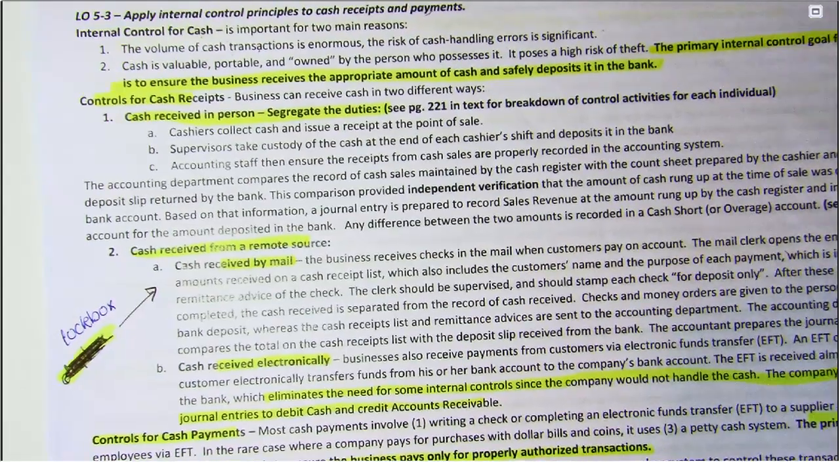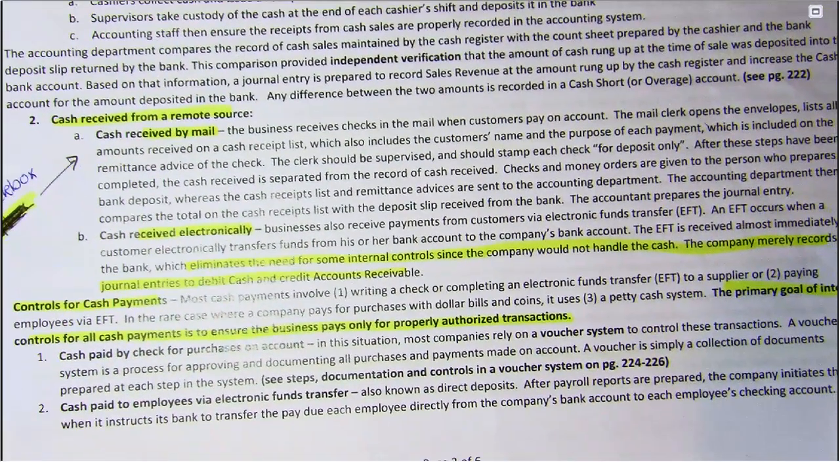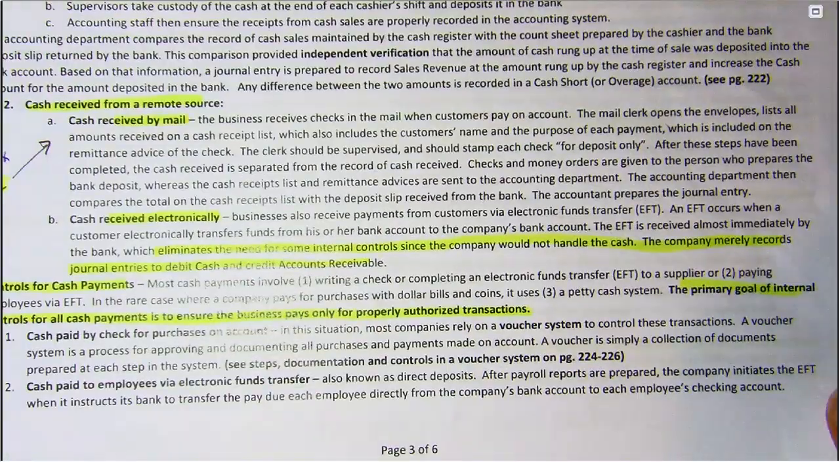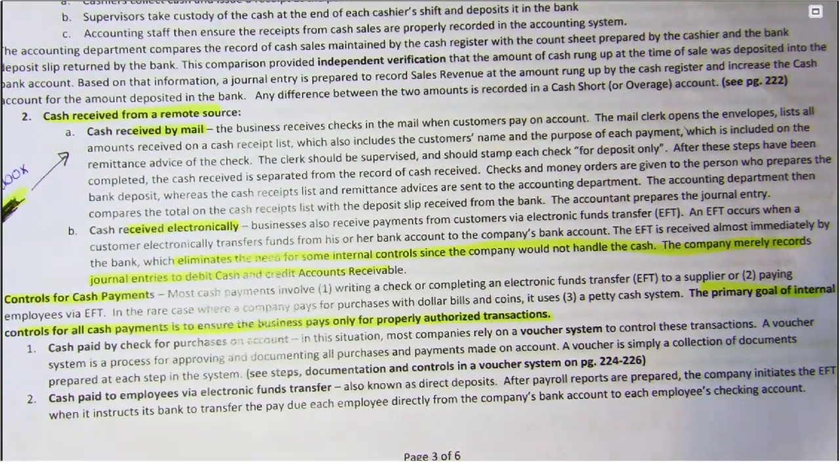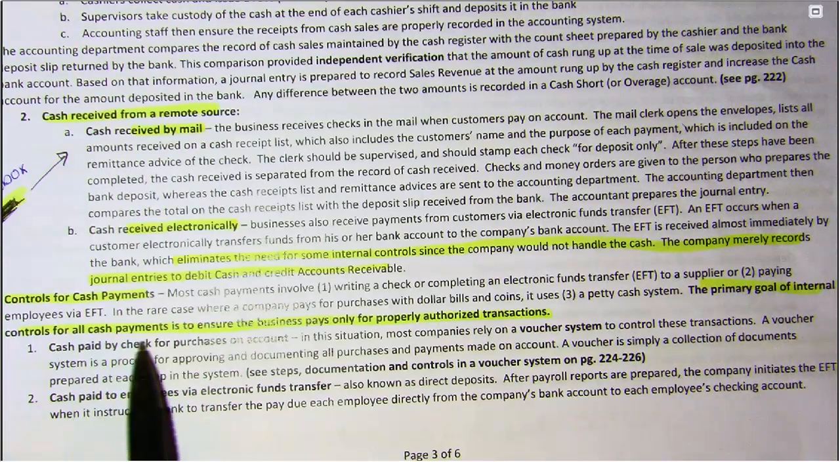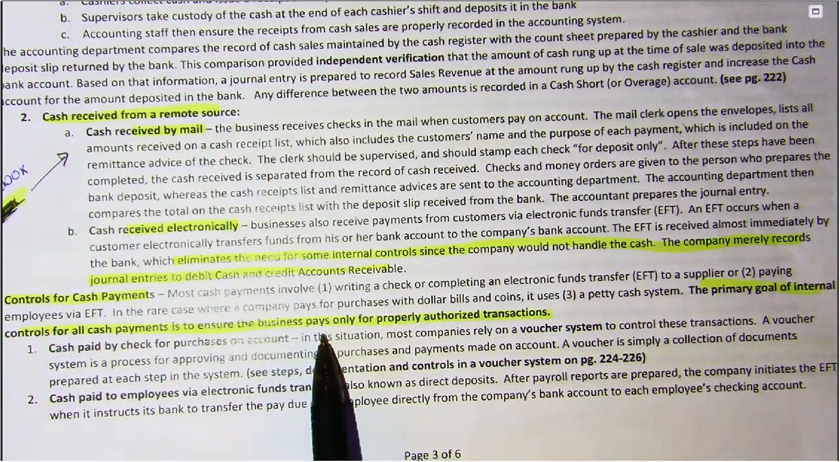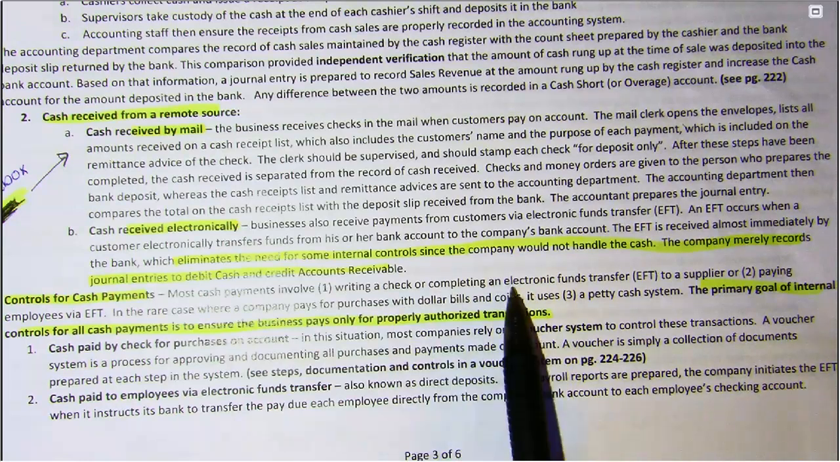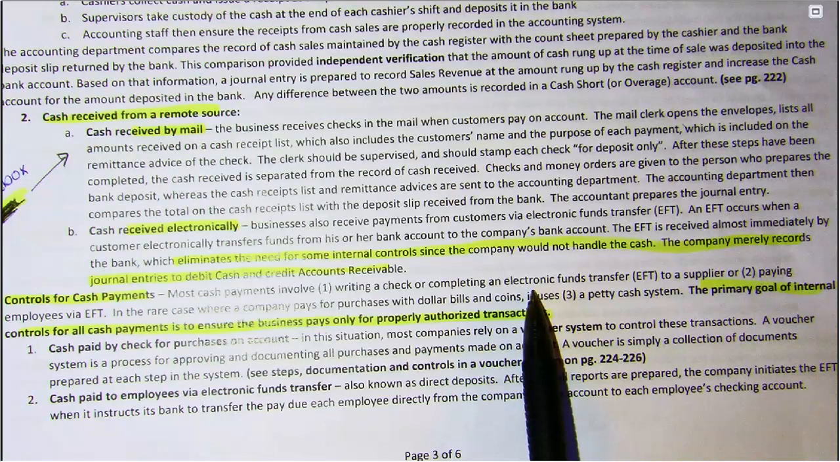Okay, so now let's talk about controls for cash payments. And the main goal in recording controls for cash payments is to make sure all payments are made so that the business is paying only for properly authorized transactions. Most payments are made either through electronic funds transfer or by check, because both of those require a series of authorizations, and you're less likely to have payments being made when they shouldn't be.